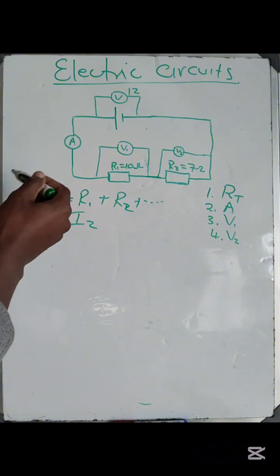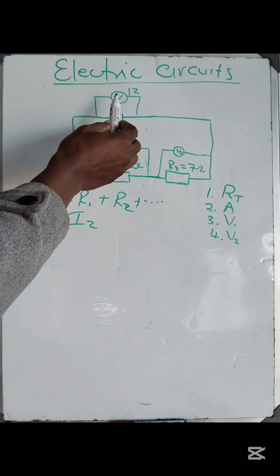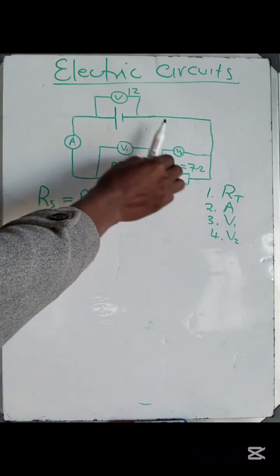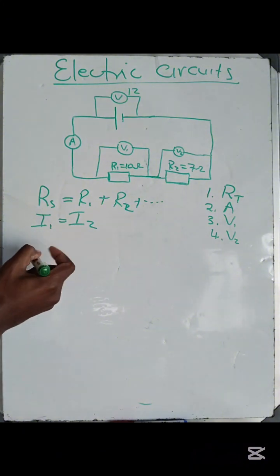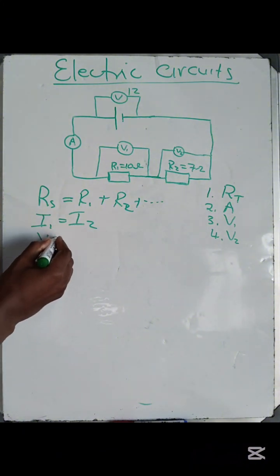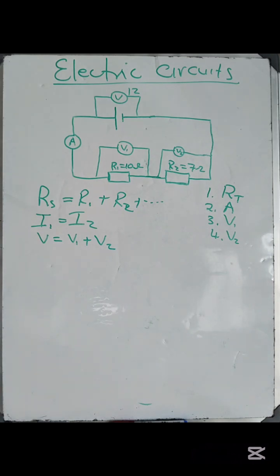Another thing that we know is that when the circuit is in series, the potential difference is divided, which means this 12 will be divided among this one and this one, meaning that we'll have V equal to V1 plus V2, that is series. Okay, now let's answer the questions.